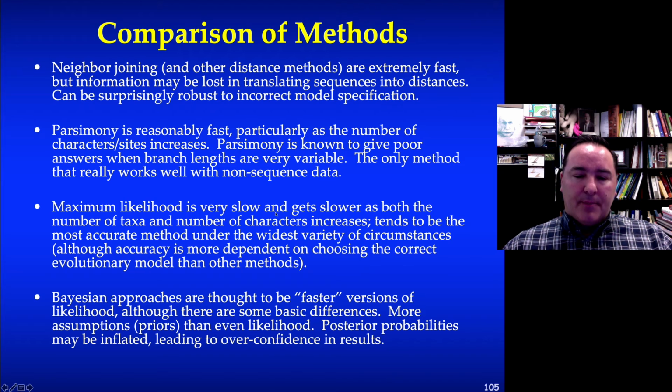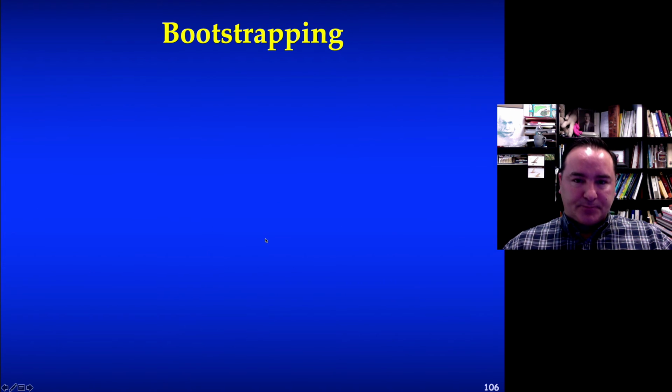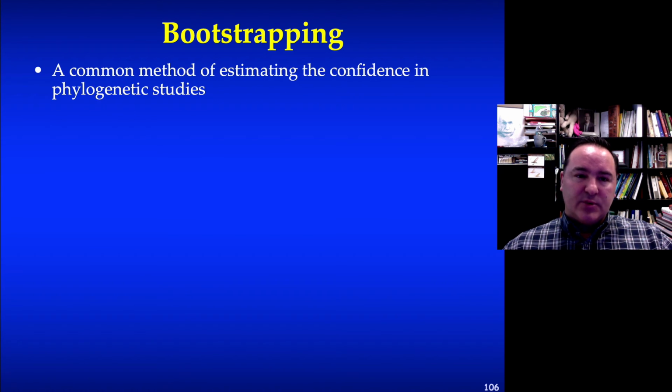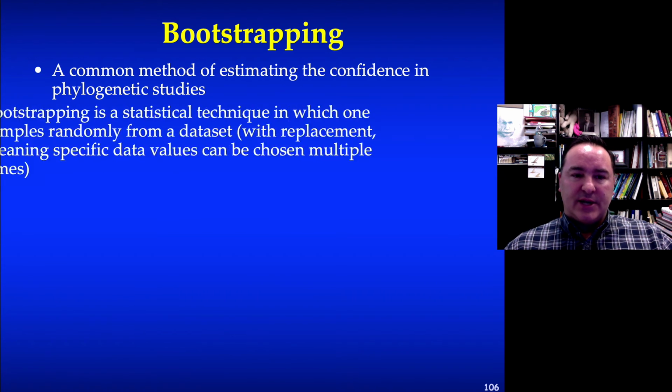Now, I won't be teaching Bayesian this semester. We don't have time to do that, but I will be teaching a video that shows how to do likelihood as well. So by the end of this, you should already know how to do parsimony. I'm going to show you how to run through some of these other methods in Mega as well, so that you're comfortable doing all of these methods. And the last thing I want to talk about, and I'll also do a video that talks specifically about it, is bootstrapping. This is a common method of estimating the confidence in phylogenetic studies.